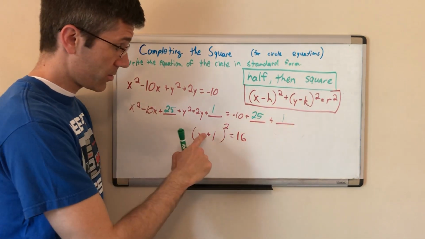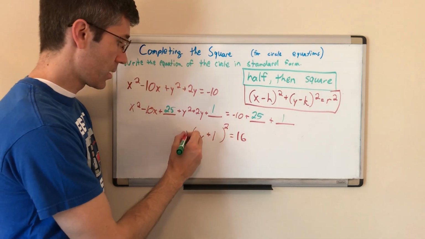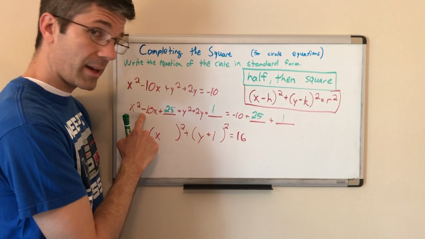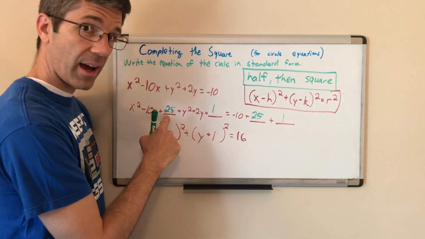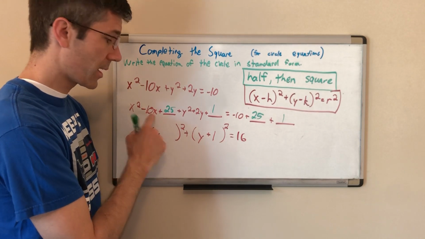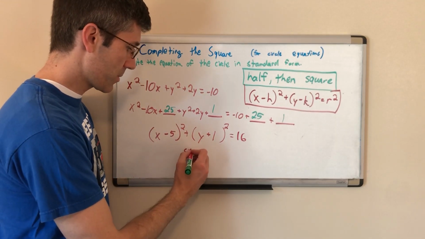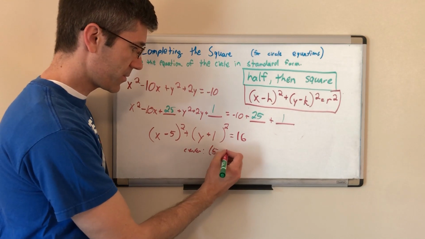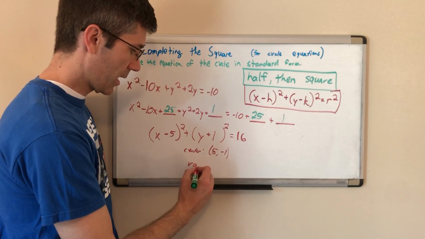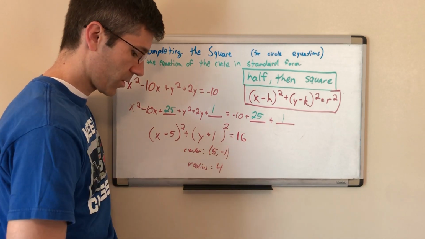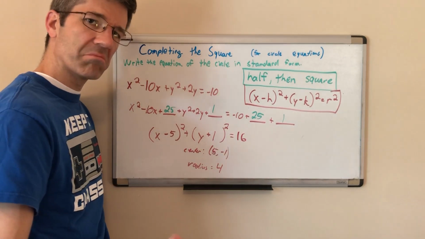Looking ahead, the center is going to be something comma negative 1. And over here, we're going to have x minus 5. I'm pointing at 25 and saying 5 because it's the square root. I could say x minus and then half of that. There we go. So my center is at positive 5, negative 1. And the radius is the square root of 16, which is 4. Okay, not too bad. We got it.